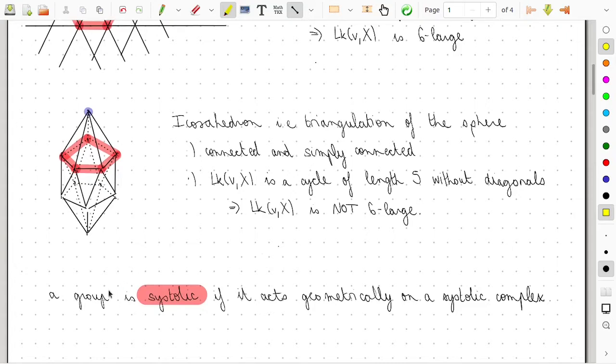We say that a group is systolic if it acts geometrically on a systolic complex. Geometrically means properly discontinuously and co-compactly. Let me give you some properties of systolic complexes and of systolic groups.